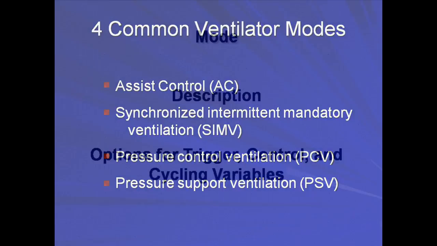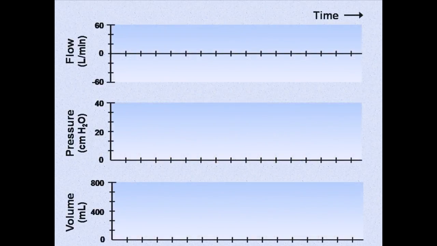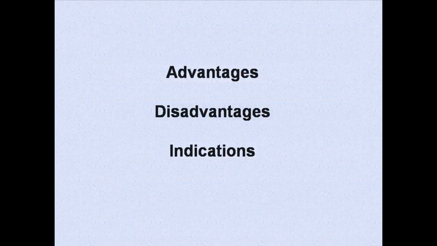To best understand the differences between these four ventilator modes, I will first provide a brief description of the mode, as well as its possible options for the trigger, control, and cycling variables. I will then display graphs of airflow, airway pressure, and volume as functions of time. Here, each hash mark along the horizontal axis will represent 1 second. PEEP for all examples will be set at 5 centimeters of water. Lastly, I will list the advantages, disadvantages, and indications for each mode.